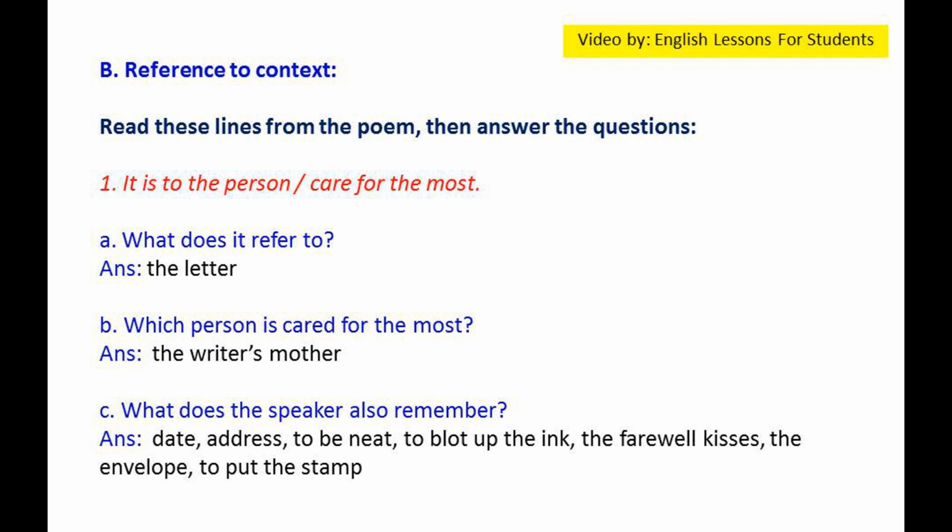B. Reference to context. Read these lines from the poem, then answer the questions. 1. It is to the person I care for the most. A. What does it refer to? Answer. The letter. B. Which person is cared for the most? Answer. The writer's mother. C. What does the speaker also remember? Answer. Date, address, to be neat, to blot up the ink, the farewell kisses, the envelope, to put the stamp.